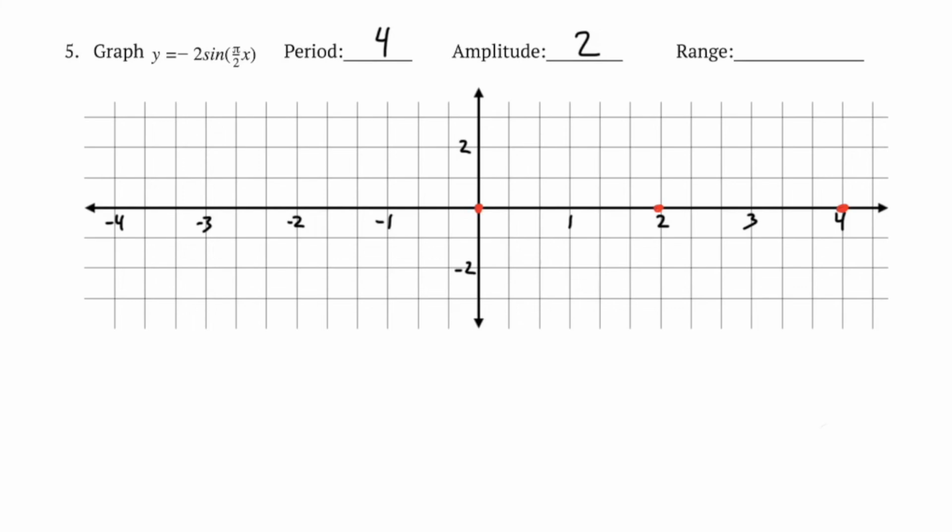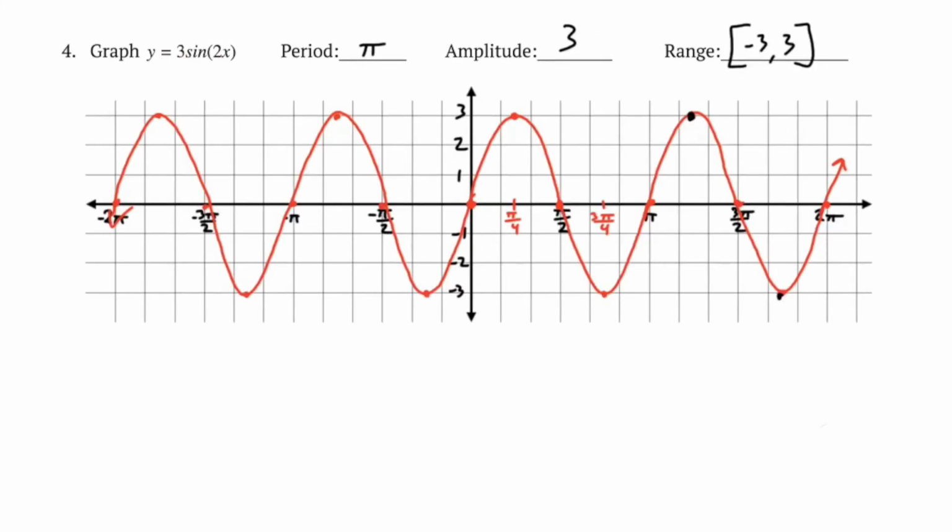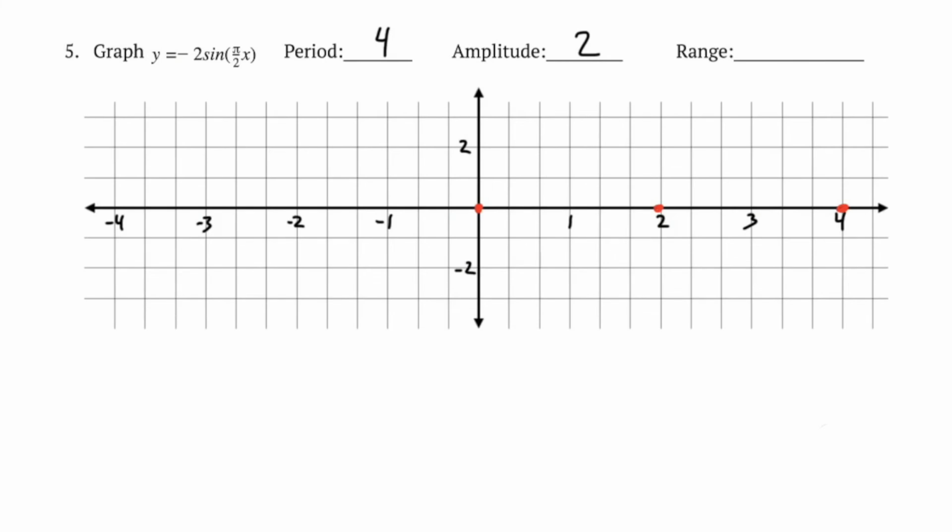Now this graph is different because the a value is negative. So instead of the graph going up first, like here from the origin we went up, this graph is going to go down first. So right between 0 and 2, it's going to hit its minimum point, which is at -2 since the amplitude is 2. So you can see how it's going to dip down through its minimum point and then come back up to the equilibrium at 2.